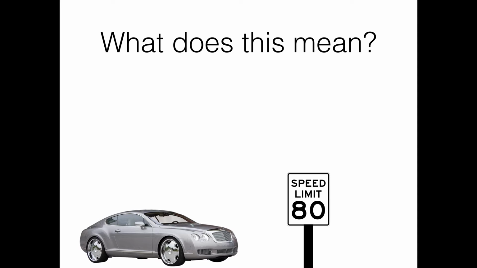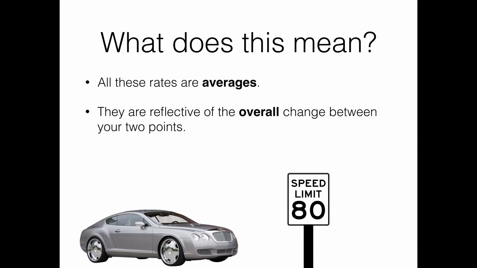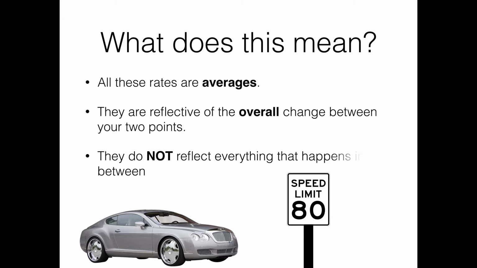So what does this mean exactly? Let's make sure we understand what exactly this means. All these rates are averages. You might have noticed I said the word average: runs per innings, average rate of change. I just didn't say average for the last one, but you know what I mean. So what do we mean by that? Well, they're reflective of the overall change between 2 points. What that exactly means is that they don't reflect everything that happens in between them directly. So it's more of a sum of everything that happens.